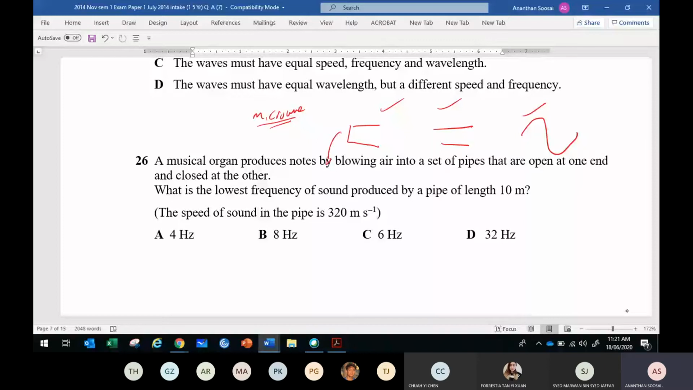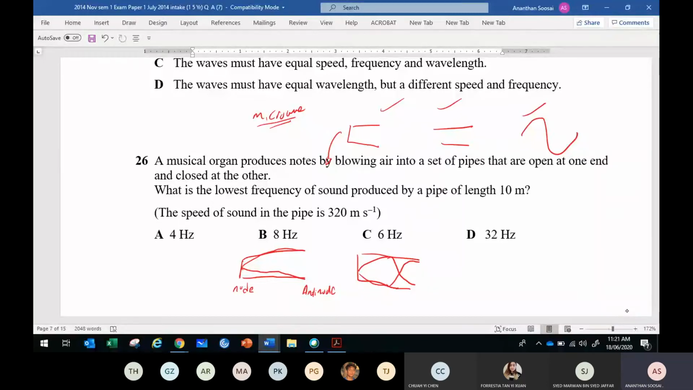One edge is closed. When one edge is closed, recall all the patterns. What patterns can form? The closed end always forms a node. The open end always forms an antinode. So the lowest pattern is going to be like this. And the following patterns, as I said, are going to be compressed until another antinode is formed. This is the following one, and so on. Okay, what do they want?